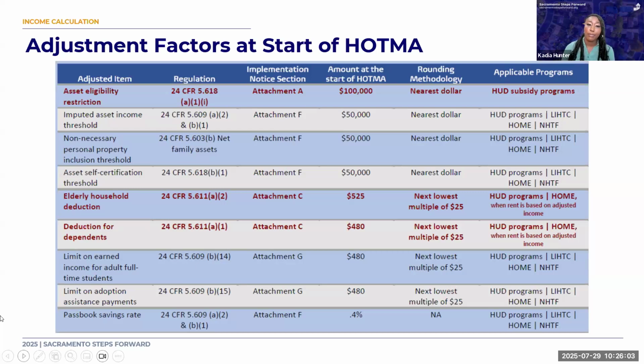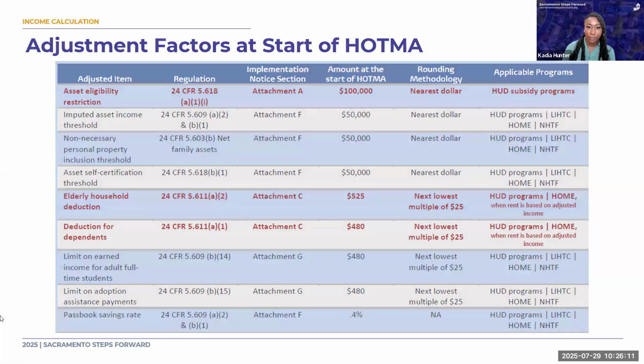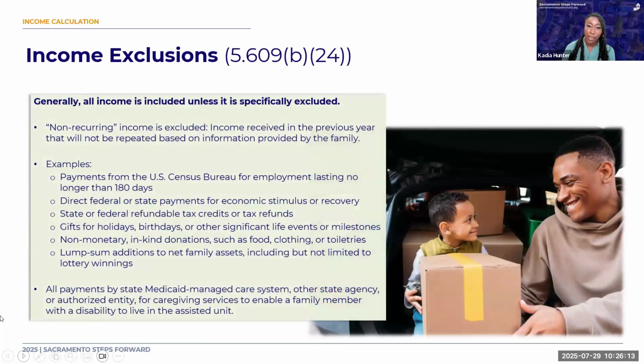This is foundational, but let's flip to exclusions. What doesn't count? Next slide. Shifting to exclusions in 5.609(b)(24). Remember, income generally counts unless specified otherwise.